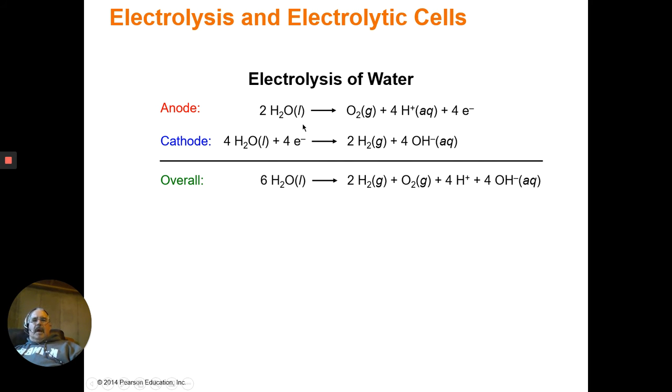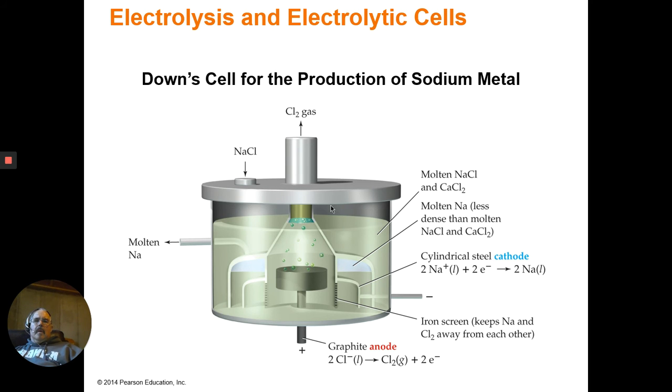Water can be electrolyzed into its elements, hydrogen and oxygen. Okay, this is the Downs cell that's used for producing sodium metal.